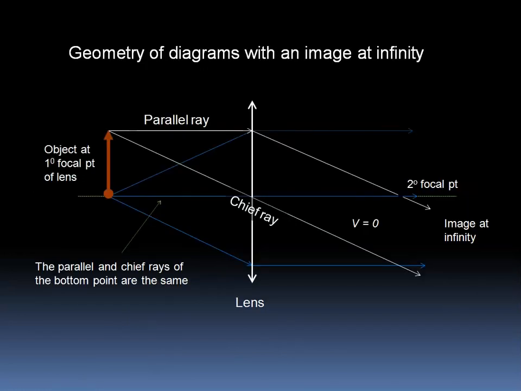In this diagram, we see an object at the primary focal point of the lens. It has an image at infinity. The image rays are non-divergent. There are two important rays to be drawn from the top point of an object. One of the rays, parallel to the horizontal, must have a corresponding image ray that goes through the secondary focal point.